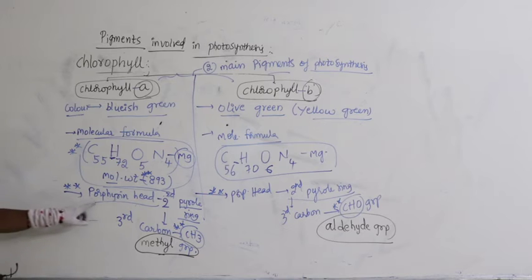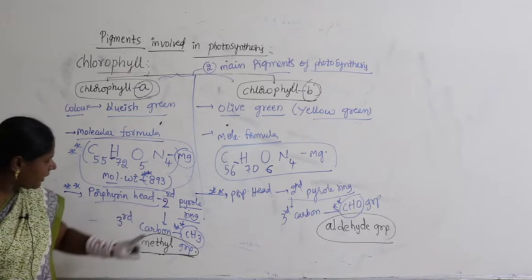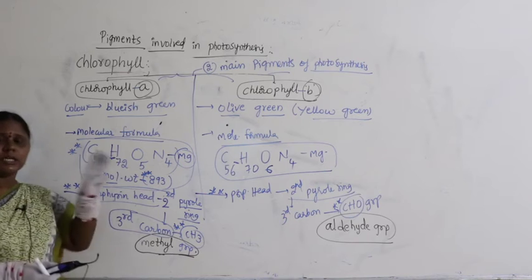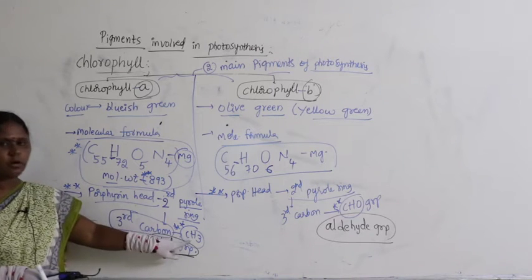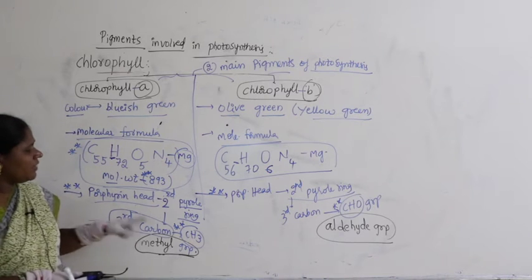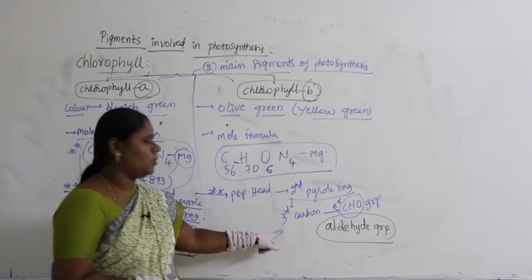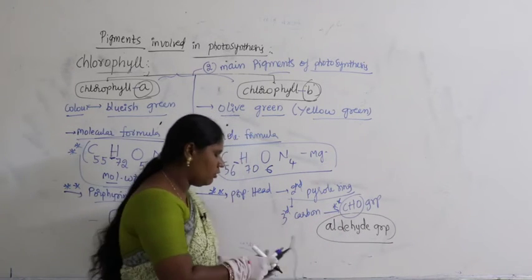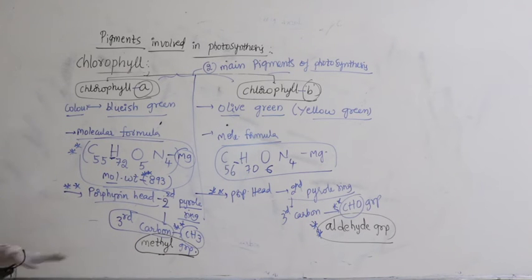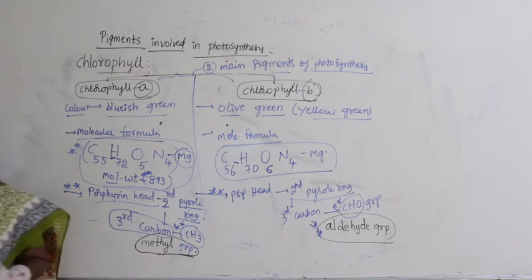I repeat. So, the porphyrin head, in that 4 pyrrole rings are there. In that second pyrrole ring, the third carbon contains what? If it is a methyl group, then we call this chlorophyll A. If the porphyrin head second pyrrole ring third carbon is connected to CHO, that means aldehyde group, then that is chlorophyll B. So, these two are the main differences between chlorophyll A and chlorophyll B, right.